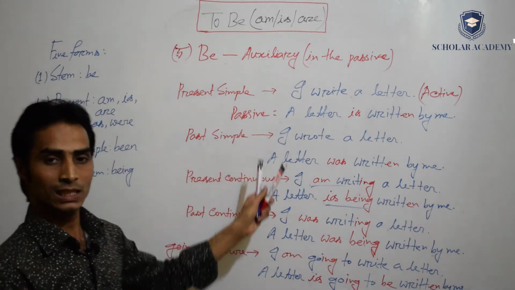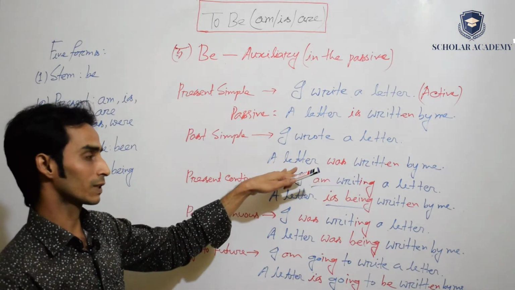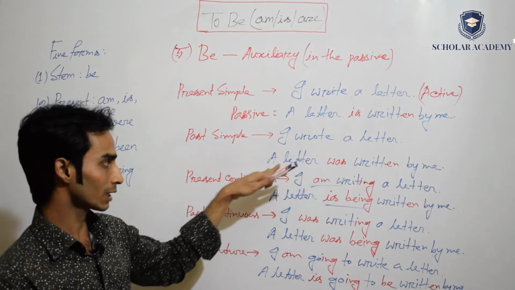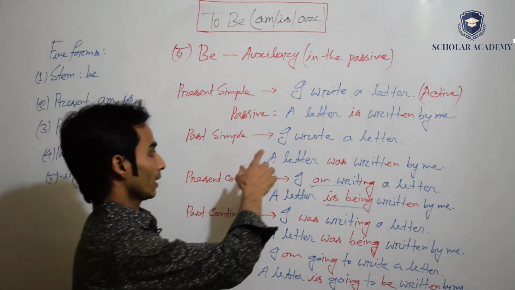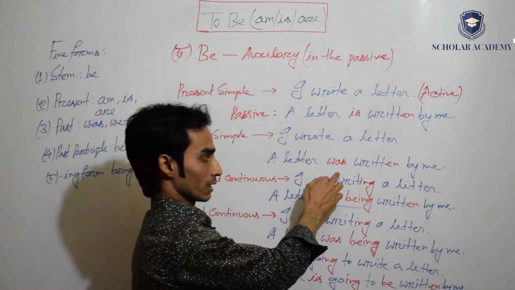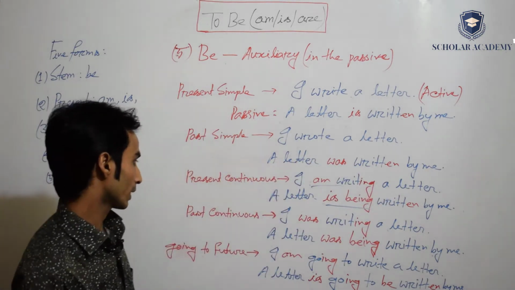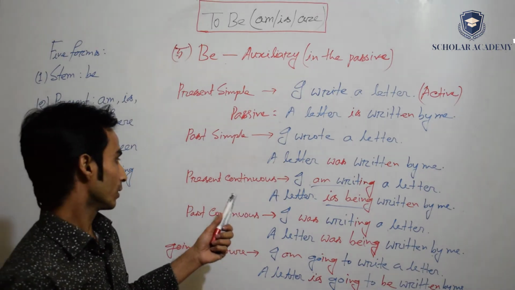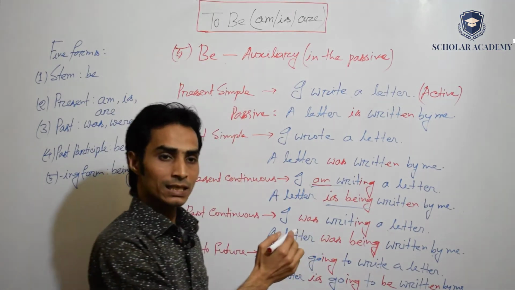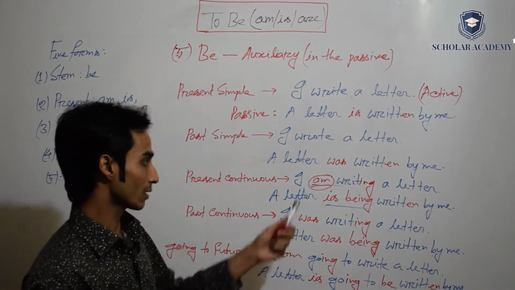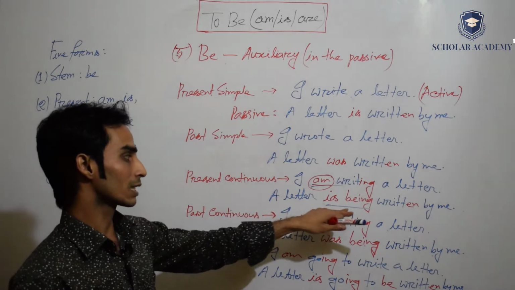So if the sentence is past simple, that means I wrote a letter, then you will have to use was, were. If the subject is third person singular, you will have to use was, and if the subject is plural, you will have to use were. So then the passive sentence will be a letter was written by me in case of simple past. Another example for you is I am writing a letter. Here am is used as an auxiliary verb because the sentence is present continuous. So the passive sentence will be a letter is being written by me.